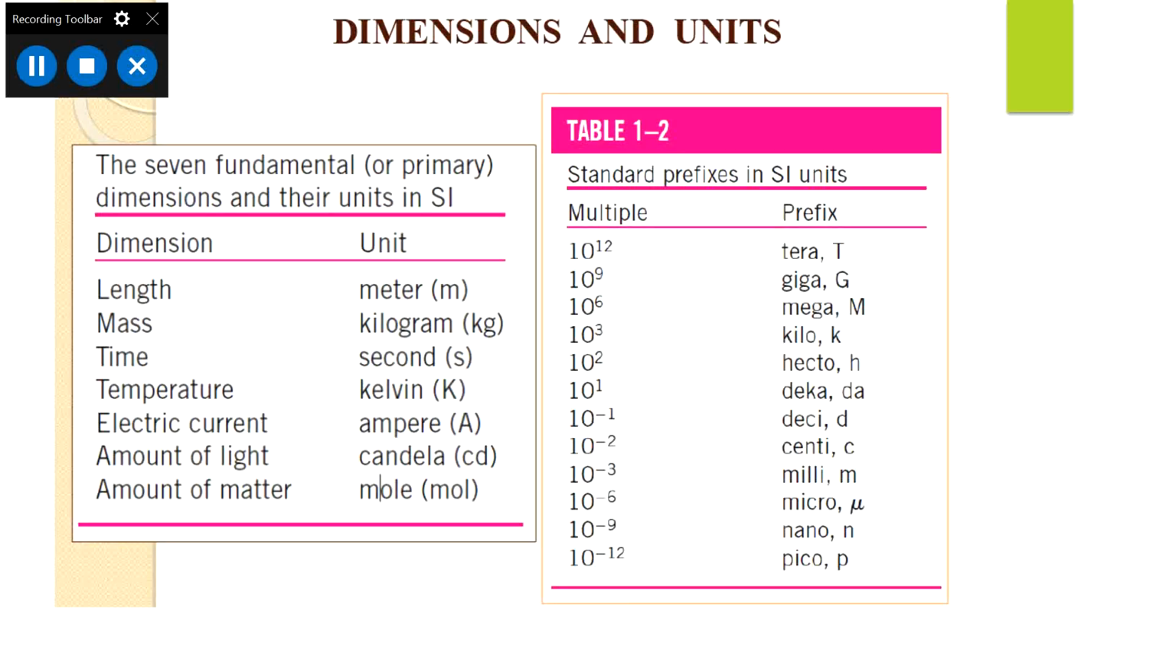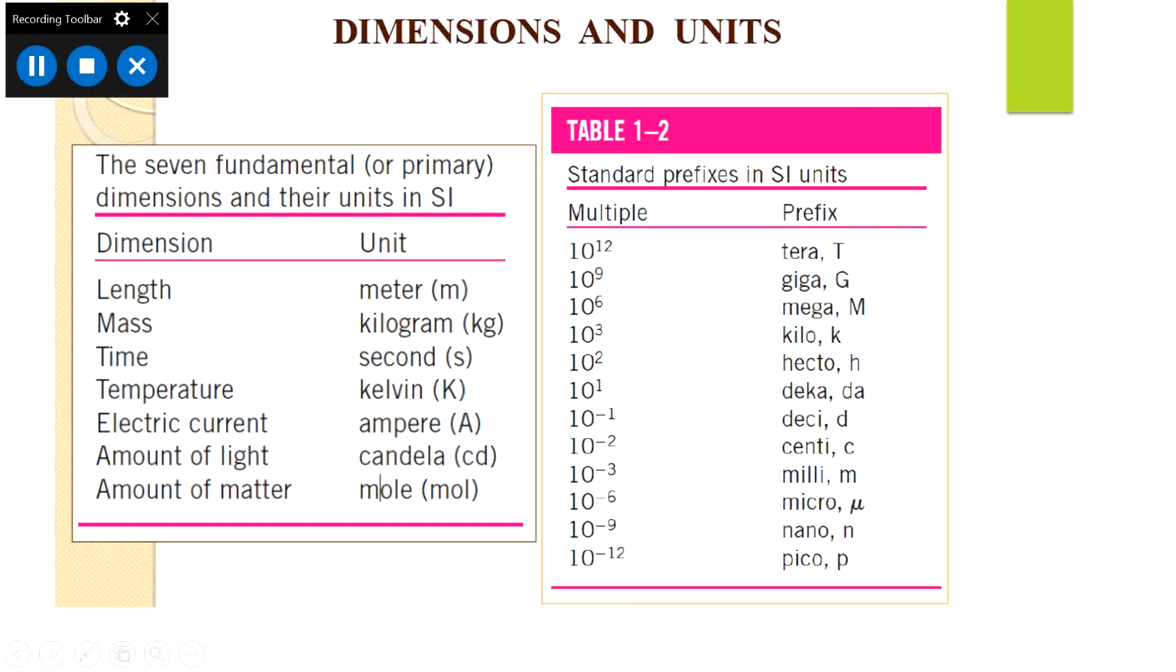So, dimensions and units. You already studied these dimensions and units: length is represented by the meter, with unit symbol m, small letter m, and mass by kilograms, kg, time in seconds, temperature in kelvins. Temperature is always represented in kelvins in thermodynamic systems. Electric current is in amperes, amount of light in candela, and amount of matter in mole.